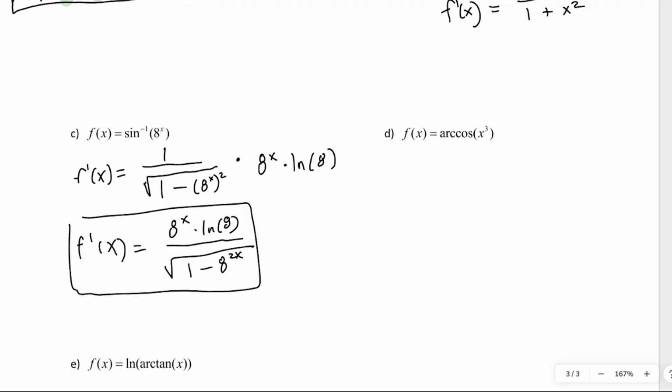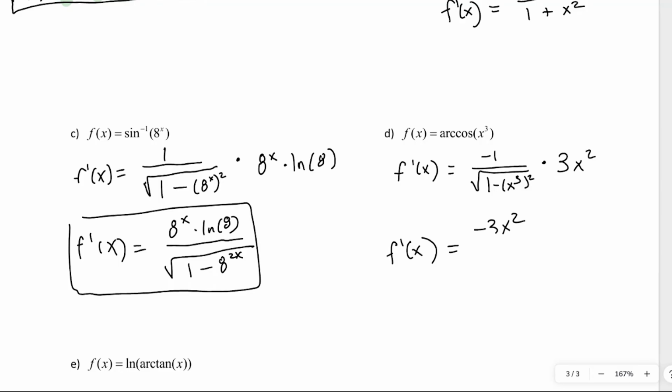Now, letter D, arc cosine of x cubed. So this will be worked pretty similarly here. The derivative of arc cosine is -1 over the square root of 1 minus the thing that's on the inside squared, so then in this case x cubed squared, times the derivative of the x cubed, which is 3x squared. And so I'm going to bring that 3x squared up top here, -3x squared divided by the square root of 1 minus x to the 6th.